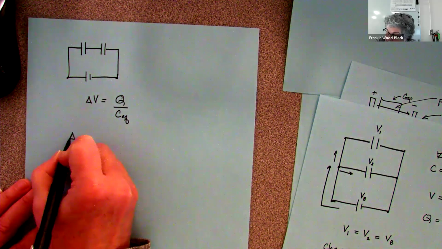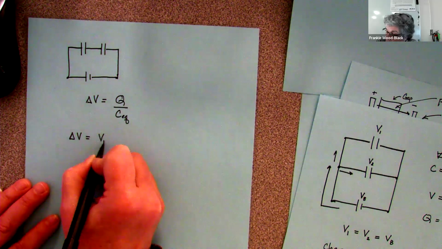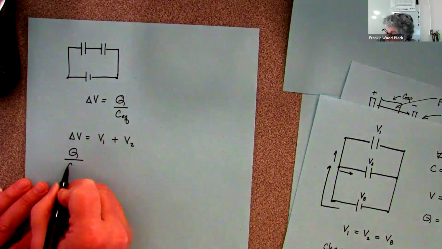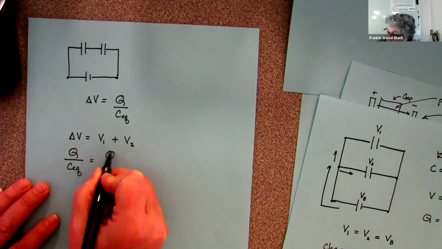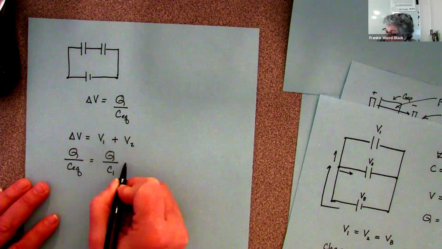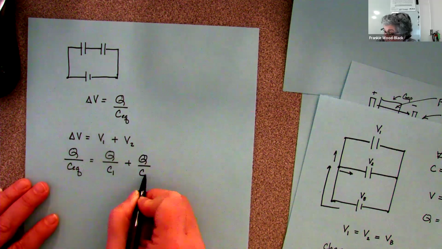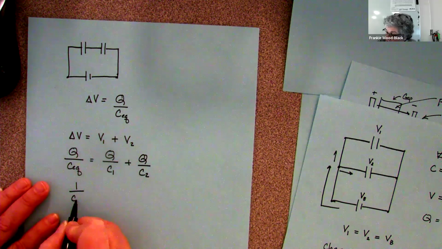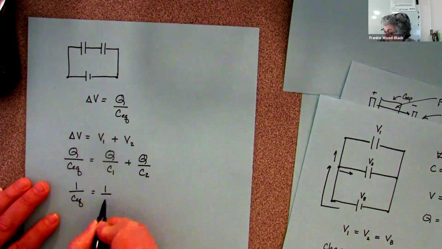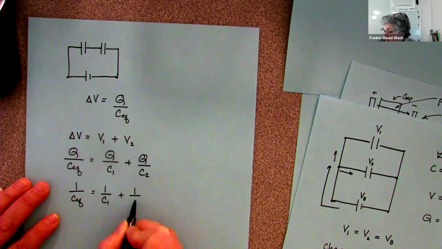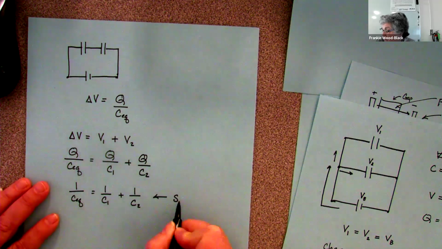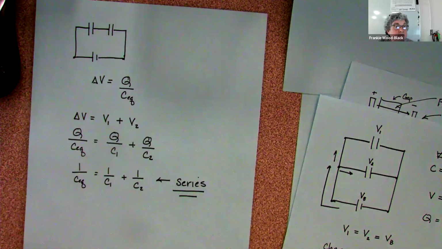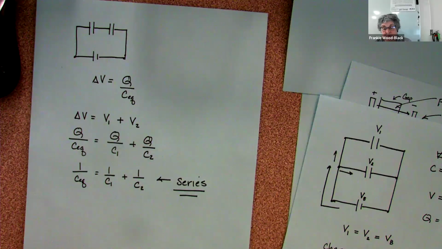So if I'm looking at my change in voltage, that's going to be my voltage across 1 plus my voltage across 2. There's my charge over my equivalent capacitance, which is going to be the charge over my capacitance 1 plus the charge over my capacitance 2. But in this one, the charges are all the same, so that all goes away. And now I get 1 over C equivalent equals 1 over C1 plus 1 over C2. And this is for series.